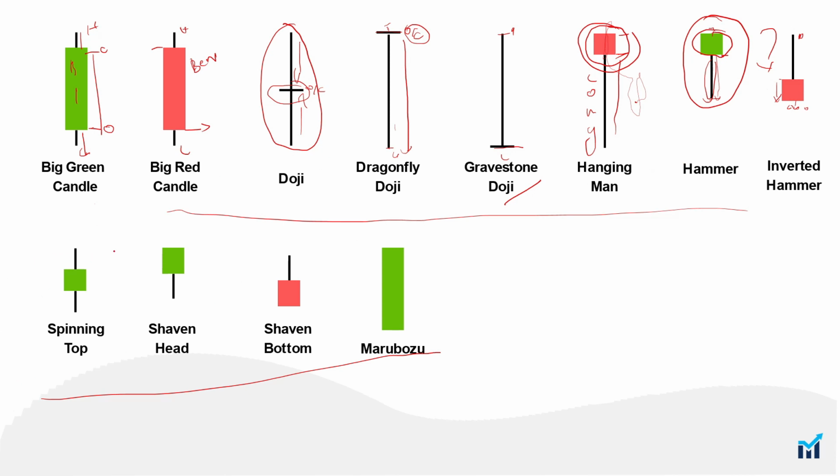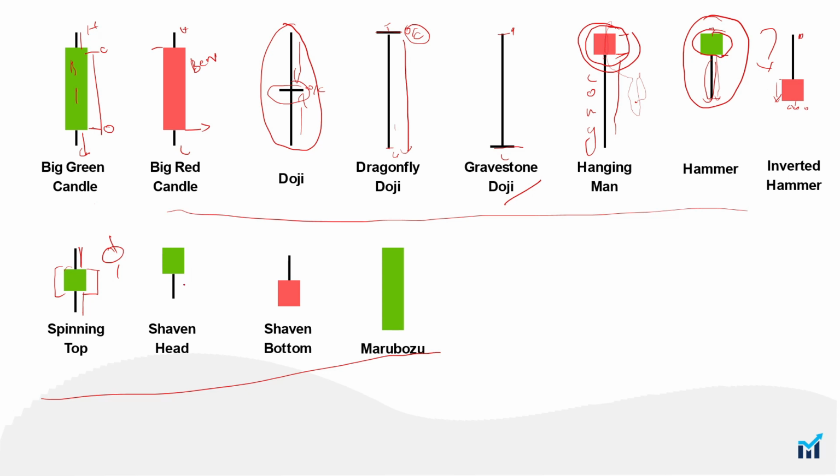Now spinning top. So you know what a spinning top is, right? I hope we have all played with a spinning top in our childhood. So it is the same thing. The shadows are equal and there is a body. So this means the market has gone up, the market has gone down, and also it has closed somewhere in between.